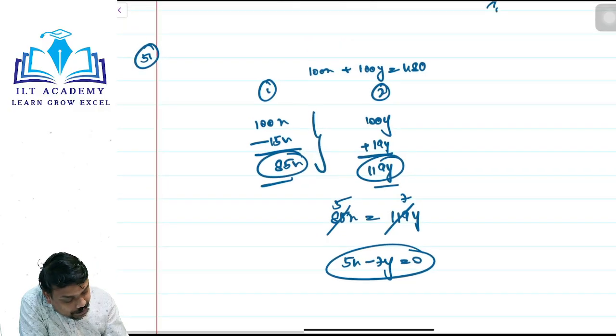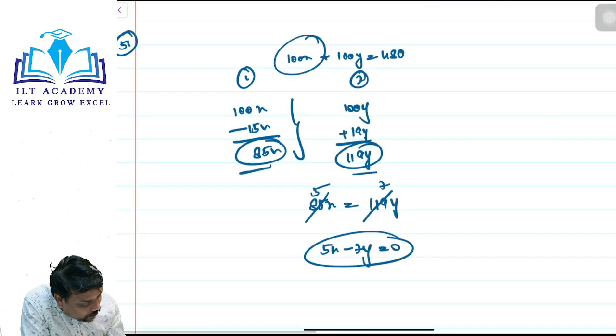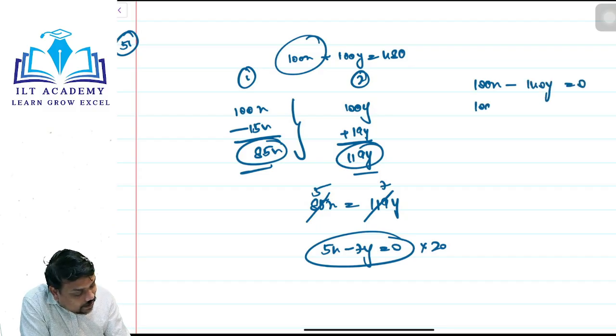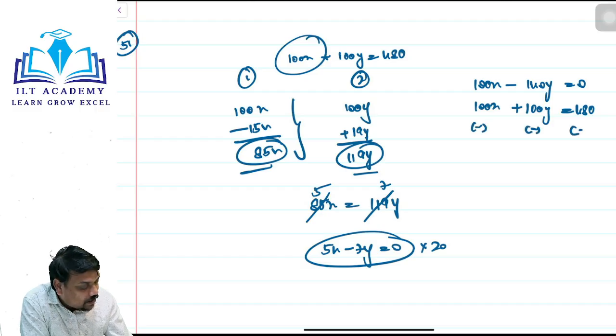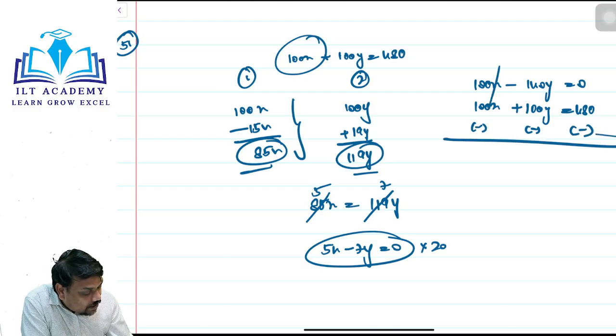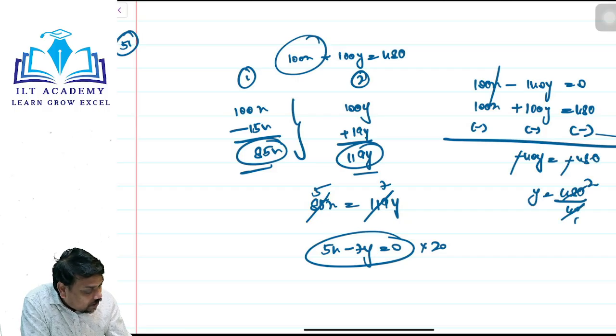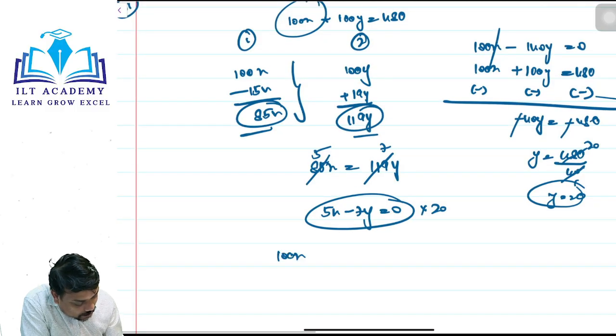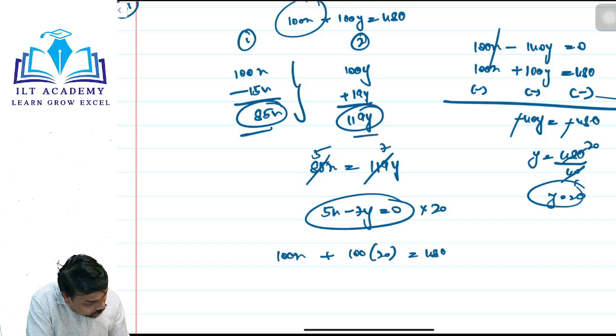Clear? Now here it is 100x. So to make 5 into 100, multiply by 20. So 100x minus 140y is equal to 0, and 100x plus 100y is equal to 480. Minus, minus cancel. 140 minus 100 is minus 40y, and here minus 480, minus minus cancel. Y is equal to 480 divided by 40, which is 20. So 100x plus 100 into 20 is equal to 480.